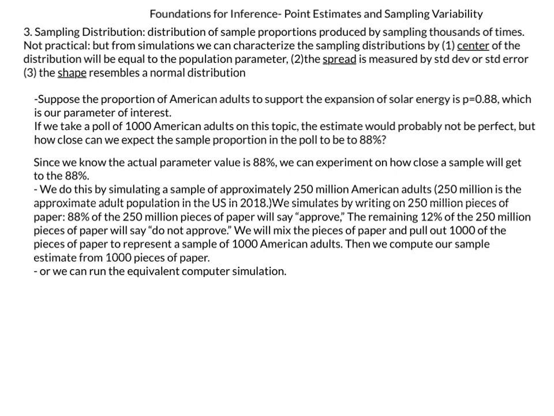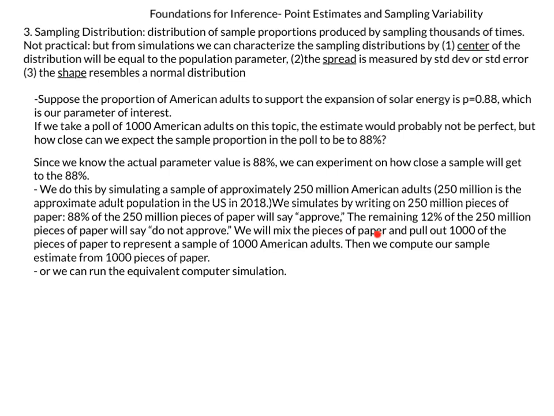So in this example, we know that the actual parameter value is 88%. So we can experiment how close the sample will get to 88%. And we do this by simulating a sample of approximately 250 million American adults. And that's the population of the US in 2018. So we simulate by writing on 250 million pieces of paper. And 88% of those 250 million pieces of paper will say approve, and the remaining 12% will say do not approve.